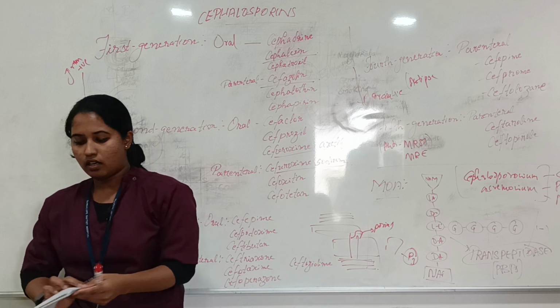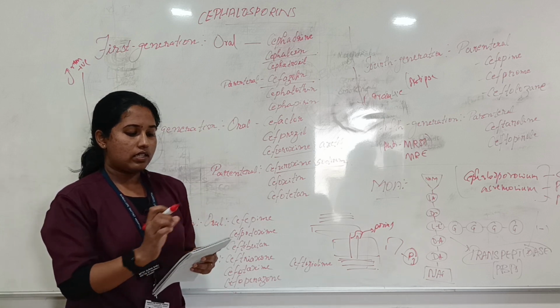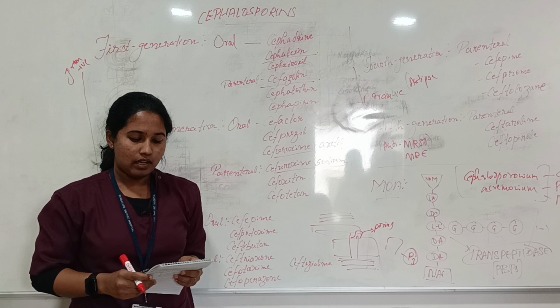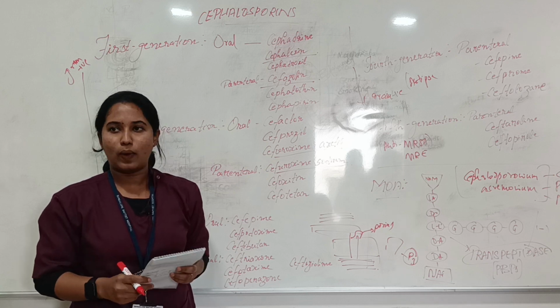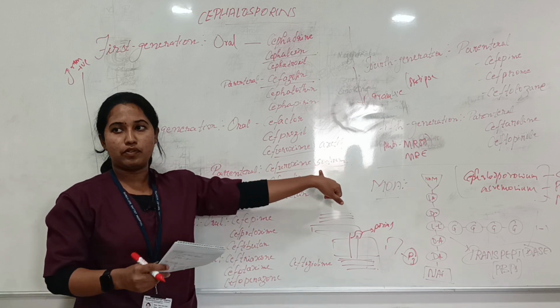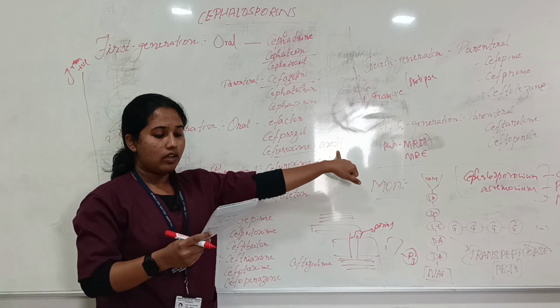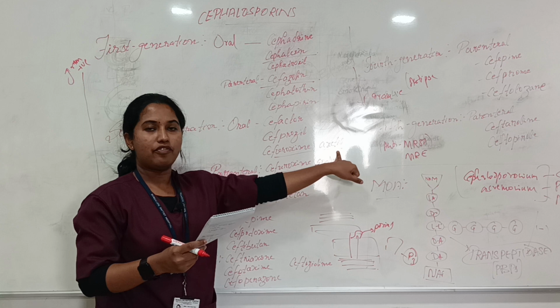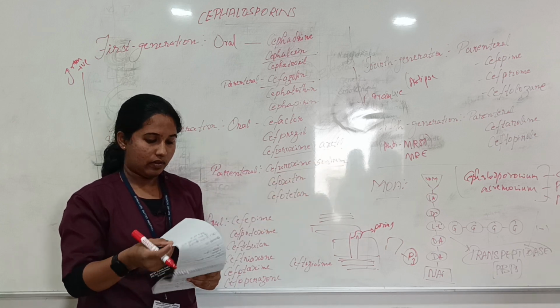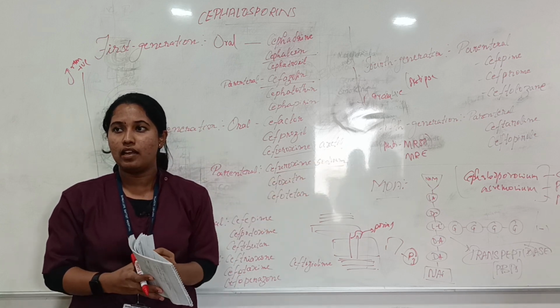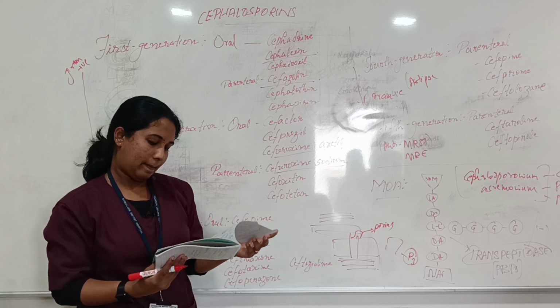So the dose of cefuroxime is 750 mg to 1.5 grams IV every 12 hours. And the oral form is 250 to 500 mg per oral every 8 to 12 hours.